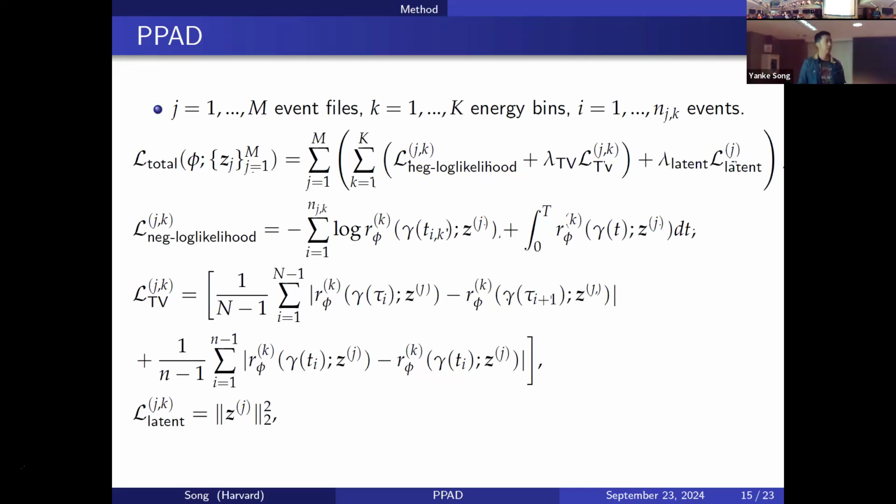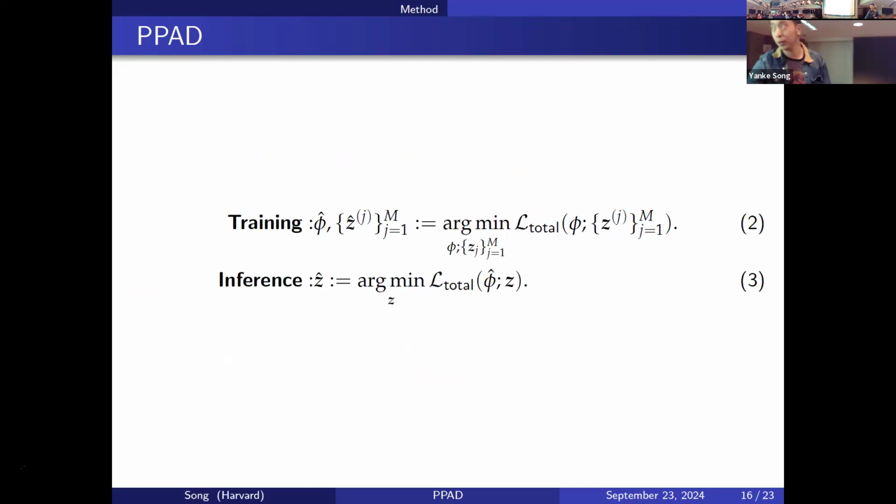Sorry, but this is kind of not amortized, right? So if you have a new observation and you want to test how good your reconstruction is, you have to first fine-tune the latents and then show the reconstruction? Yeah, exactly. If those event files are in my training set, then I don't need to fine-tune. But if it's a new data point, a new event file, I need to fine-tune. It's actually what I want to reiterate in this slide.